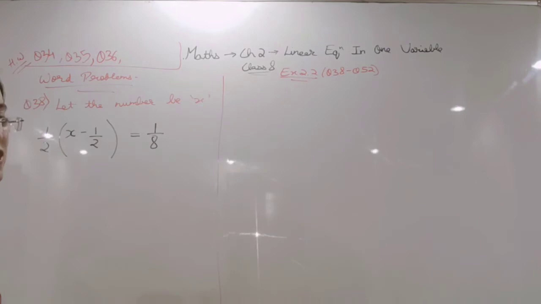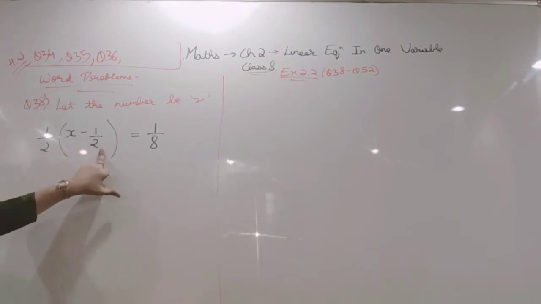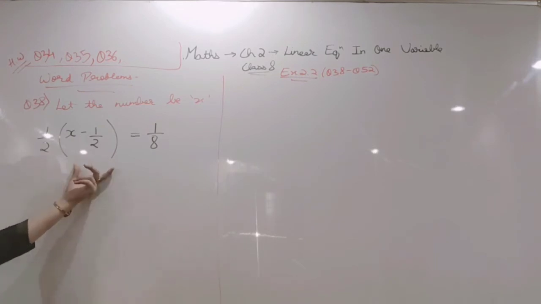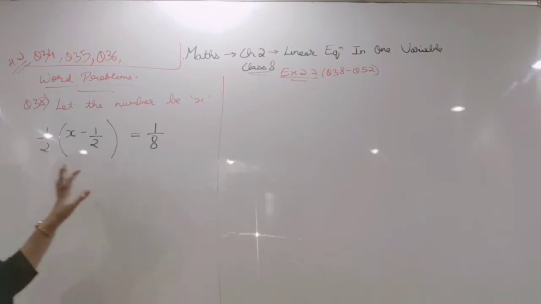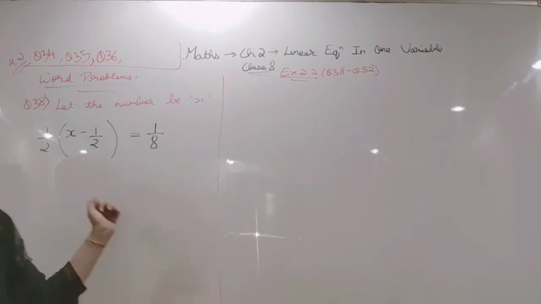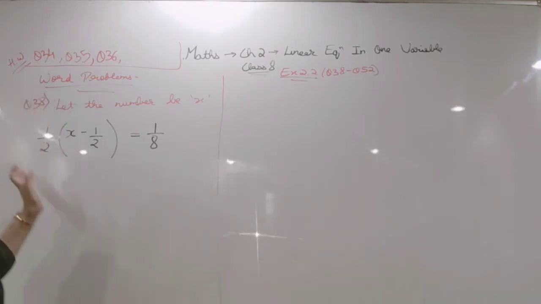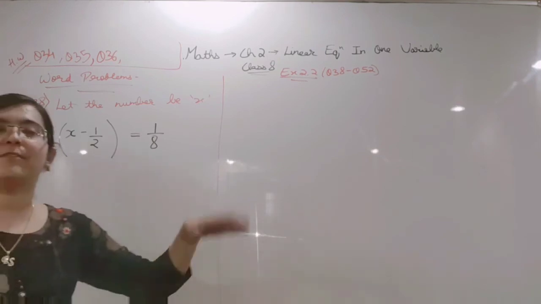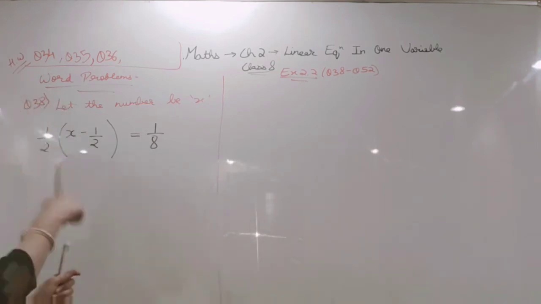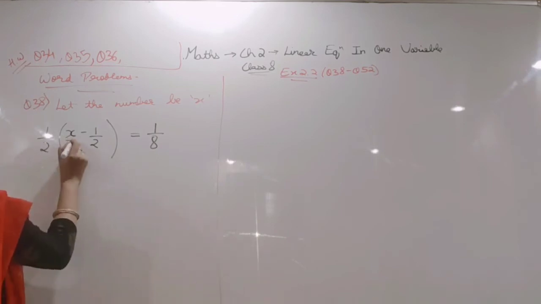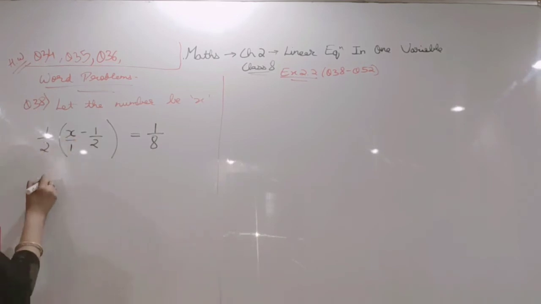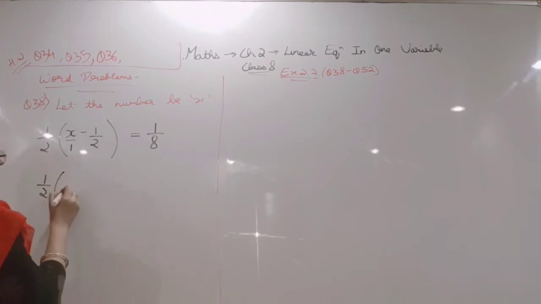So this is your equation. Students, if you subtract 1 by 2 from the number and multiply it by 1 by 2, you will get 1 by 8. So this is our equation. And we know how to solve equations. Till question 37, we have solved different types of equations. It will help here. This x can be written as x by 1. So 1 by 2 is here.